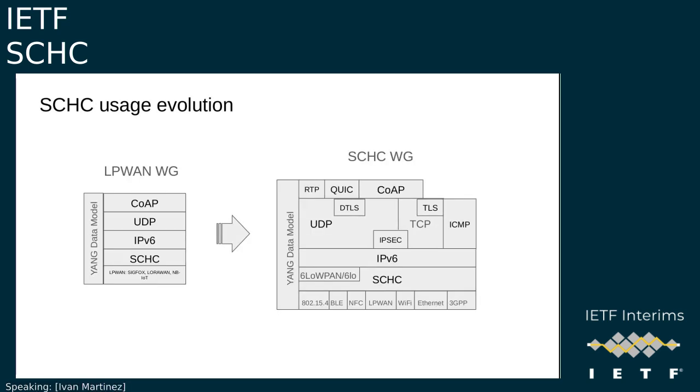So the usage evolution: we go from the stack we have been working on for several years, which is LPWAN, then SCHC, IPv6, UDP, CoAP. And then we created, it's already standardized, a joint data model within the working group. The idea is to have a joint data model also for the new use cases we will have. It will be little by little. So the idea is to have something on UDP, on TCP, on IPsec, on ICMP. So there are several works going on.